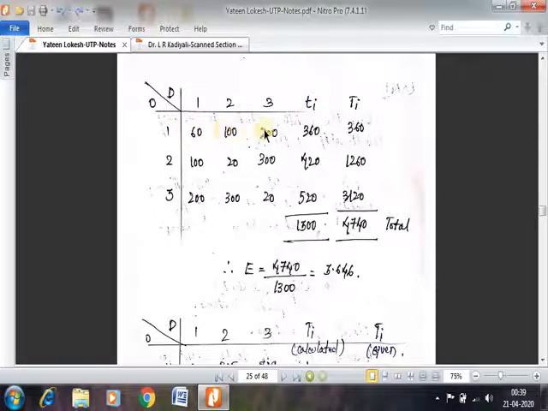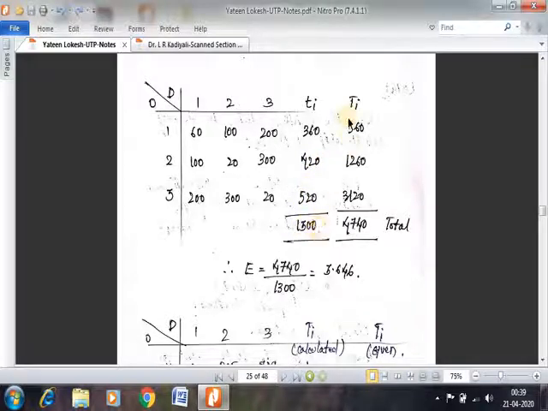60 plus 100 plus 200 is 360. 100 plus 20 plus 300 is 420. 200 plus 300 plus 20 is 520. So these elements that you can see in this column of small t i are the total number of trips that are happening in the present state, under individual circumstances. Summation small t i would be the sum of all these contents. So 360 plus 420 plus 520 is 1300.